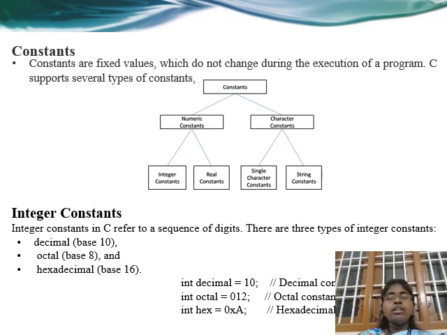If you declare in the function, int decimal equal to 10, int octal is 012, and int hexadecimal is 0x. Decimal is the base of 10, octal represents the base 8, and hexadecimal represents the base 16. These are the binary values for the digits of the C program.